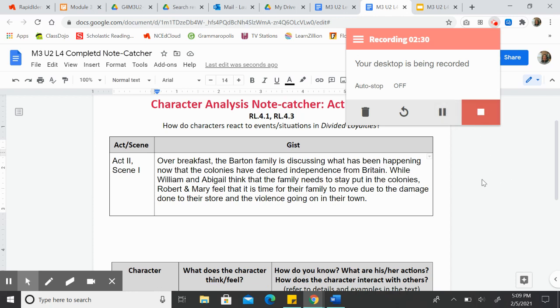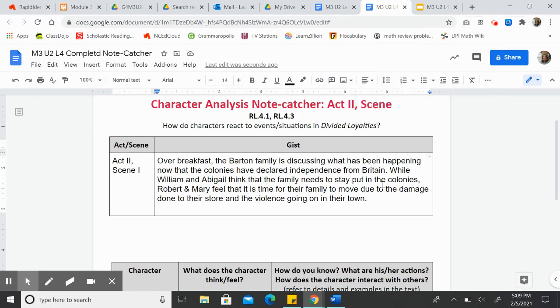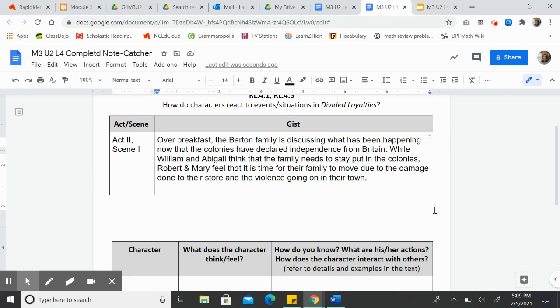Okay, so here's the gist for Act 2, Scene 1. I wrote that over breakfast, the Bartons are discussing what's been happening now that the colonies have declared independence from Britain. Abigail and William think that the family needs to stay put in the colonies, and Robert and Mary really feel like, due to the damage done to their store and the violence going on in their town, it's time for them to move.